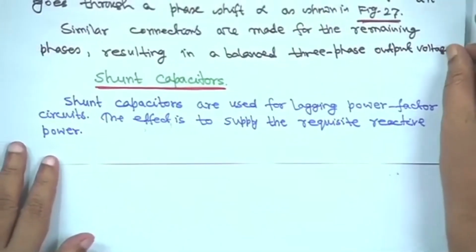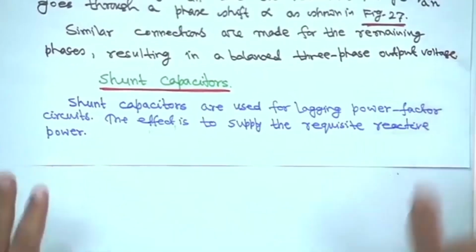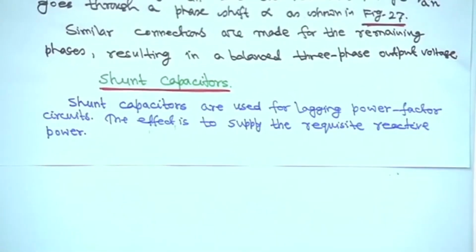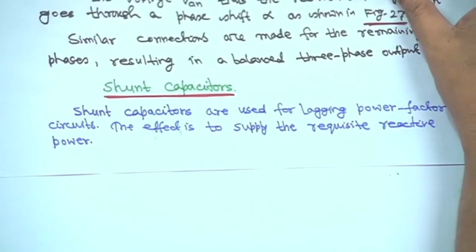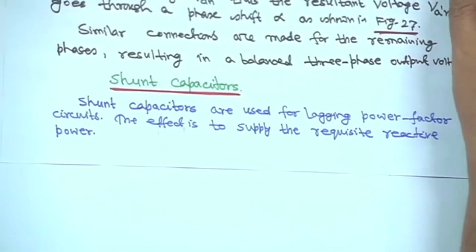So, next we will come to another two things, that is shunt capacitors and series capacitors, right. Shunt capacitors are basically used for a lagging power factor circuit. When you have solved AC circuit theory problems, you might have solved the problem where a capacitor is connected across the load to improve the power factor, right. So, the effect is to supply the requisite reactive power. A shunt capacitor basically injects reactive power.